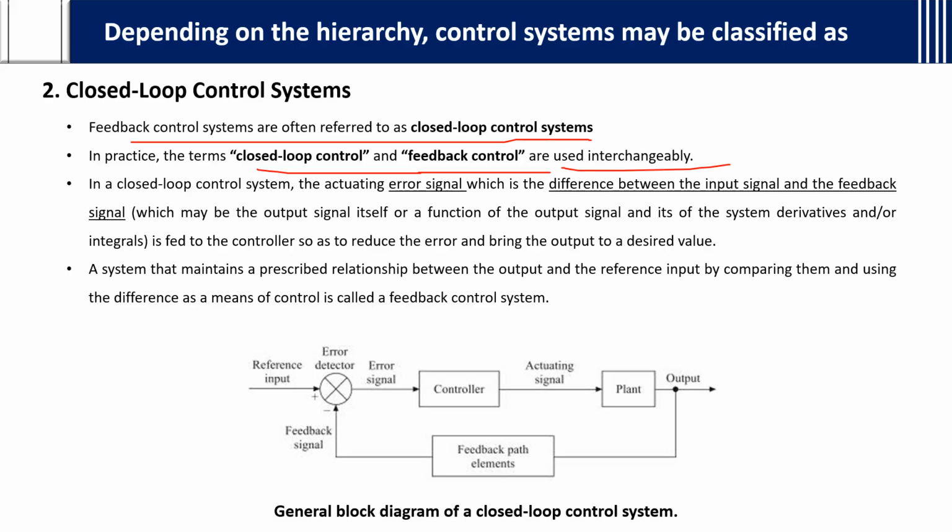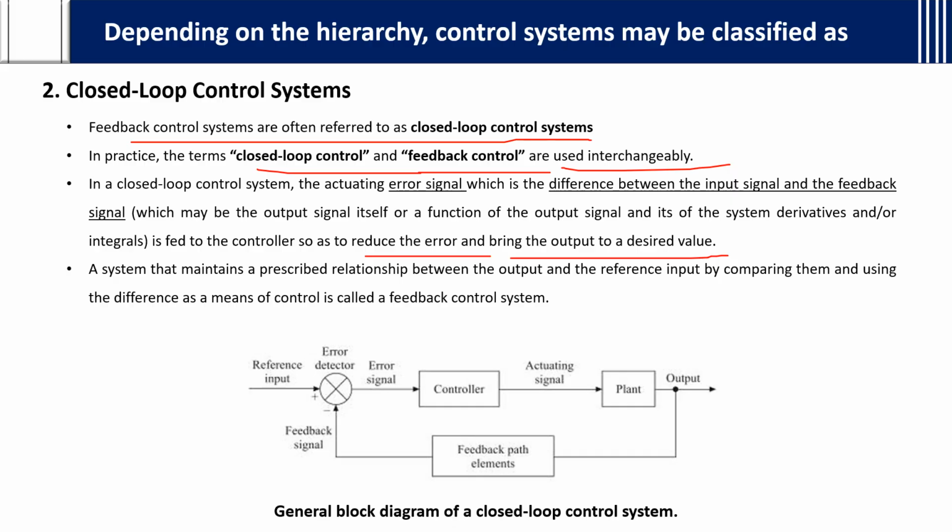In a closed loop control system, the actuating error signal, which is the difference between the input signal and the feedback signal, which may be the output signal itself or a function of the output signal and its derivatives and integrals, is fed to the controller so as to reduce the error. This is very important: reduce the error and bring the output to a desired value.